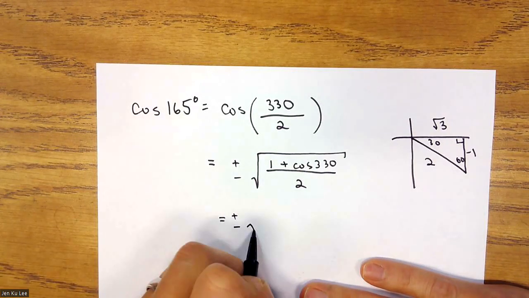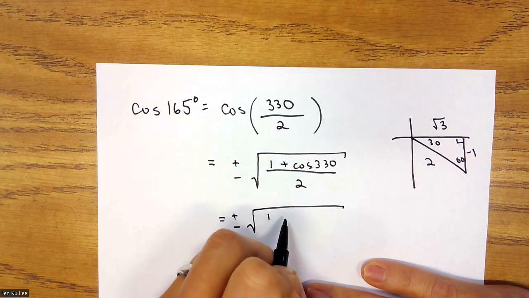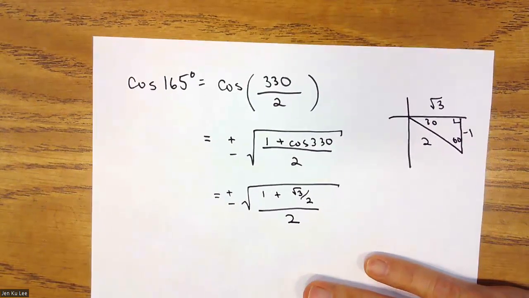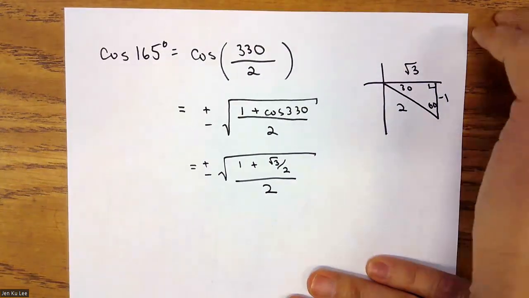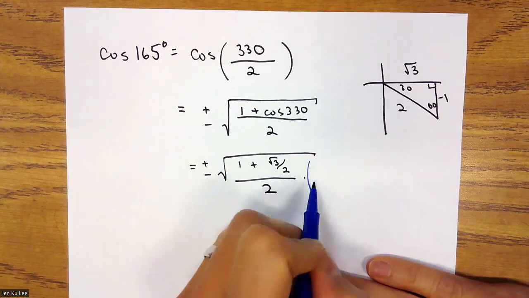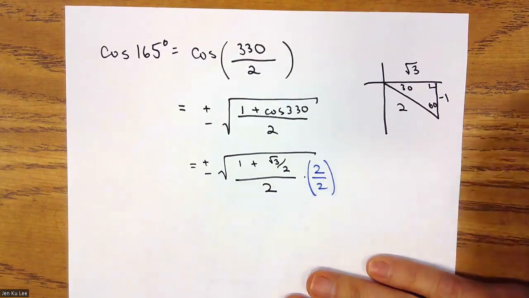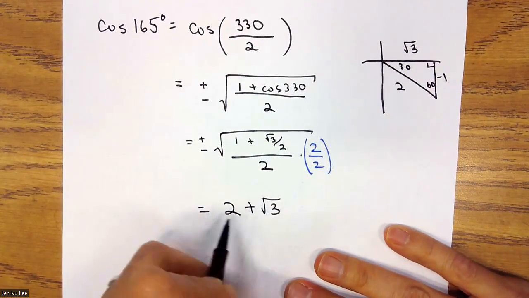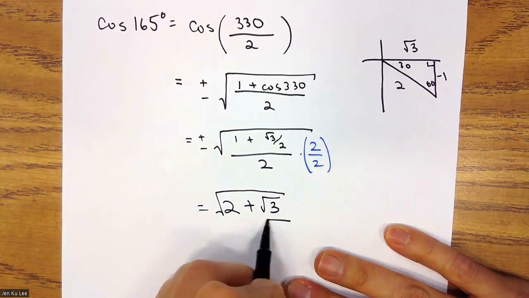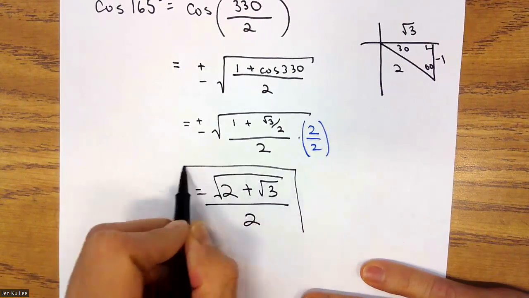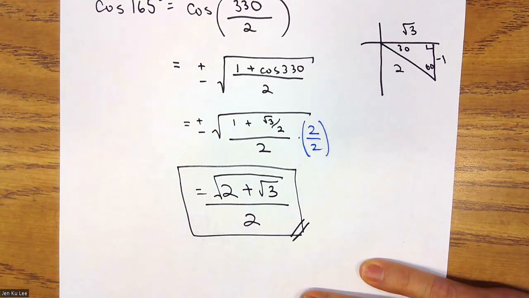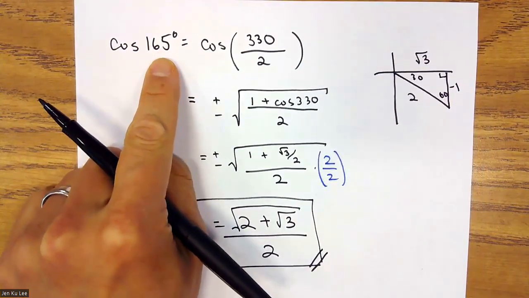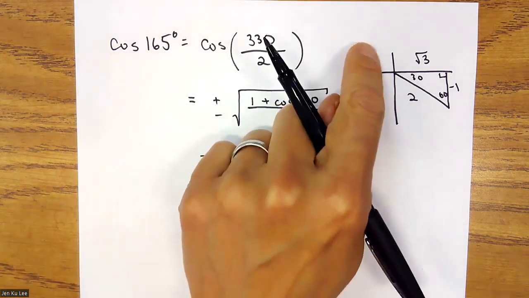So plugging that in, 1 plus square root of 3 over 2 over 2. And again, I'm going to be multiplying both top and bottom by 2. So then we get 2 plus square root of 3, big square root over 2. Is it the positive or the negative version though? Where is 165 degrees? In my second quadrant?